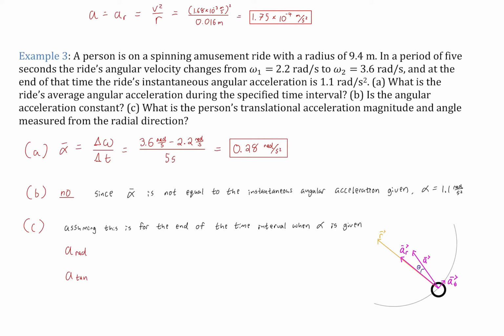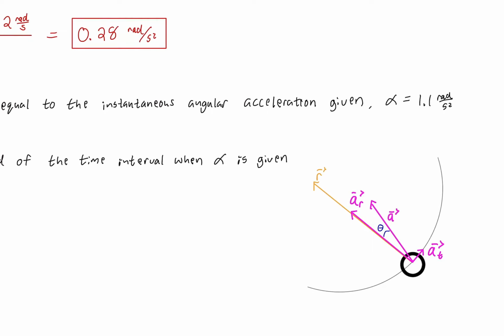All right, then we want to find the two components of translational acceleration, a_rad and a_tan. Okay, this is what they're going to look like on basically a little subsection of the amusement ride. This would be the perimeter of the amusement ride. All right, this is our person. They're experiencing a radial acceleration, and they're also experiencing a tangential acceleration because alpha is non-zero.